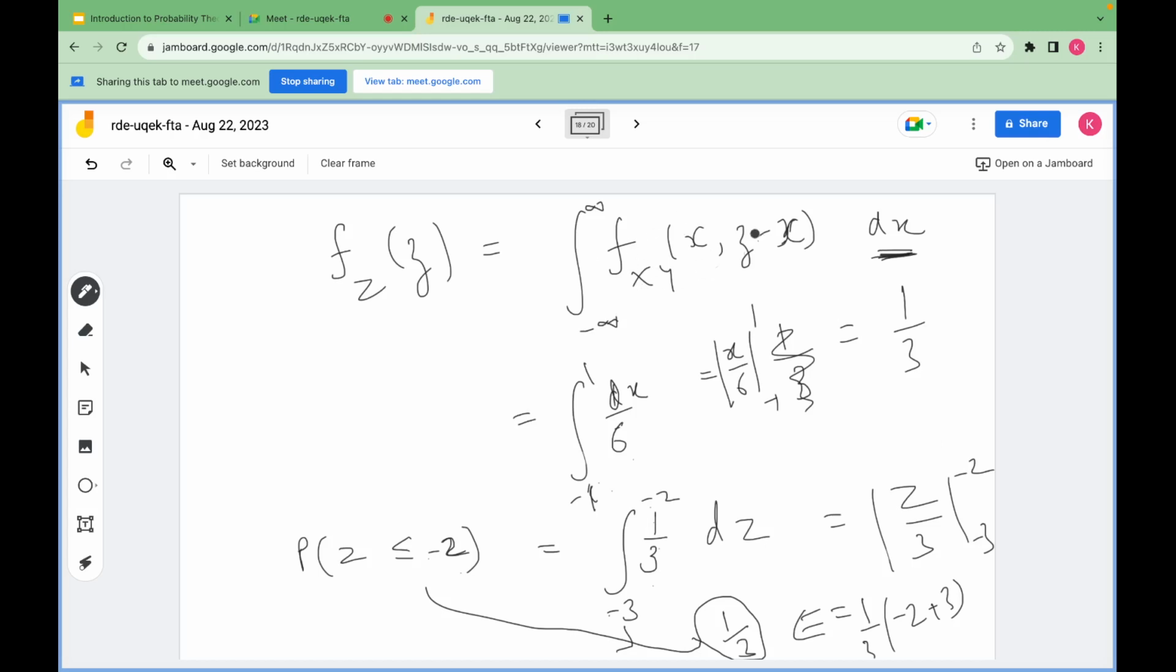If this joint probability distribution function was in the form of some expression in x and y, then instead of y we would write z minus x and solve it in the expression for z. But here it is given only as 1 by 6. It's a constant quantity, that's why it comes out as a constant value.